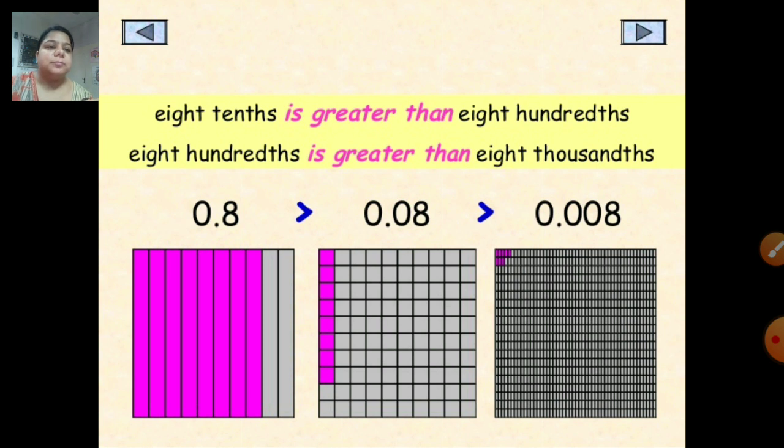If we compare the next two numbers, 0.08 and 0.008, the tenths place in both is the same, right? So next we compare the hundredths place. The hundredths place in the second number is 8 and in the third number is 0. So obviously 0.08 is greater than 0.008. So this is the way to compare decimal numbers, right?